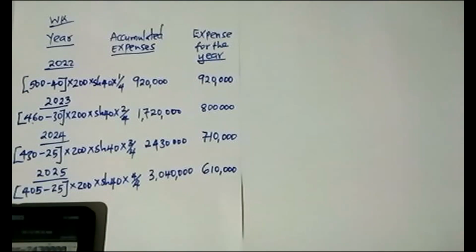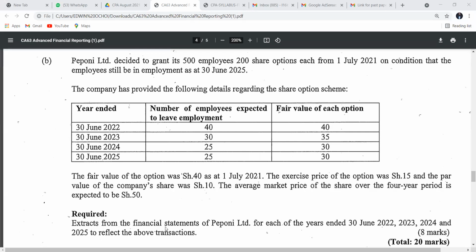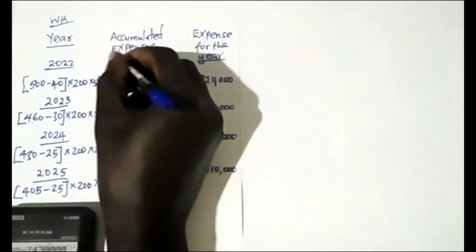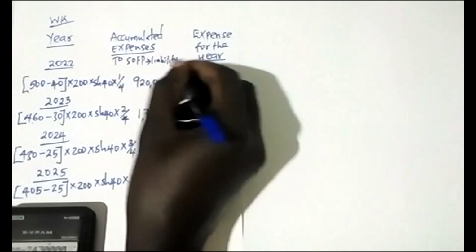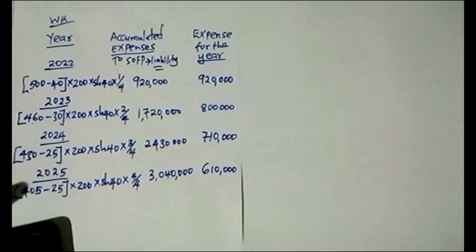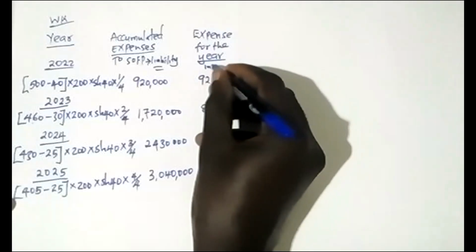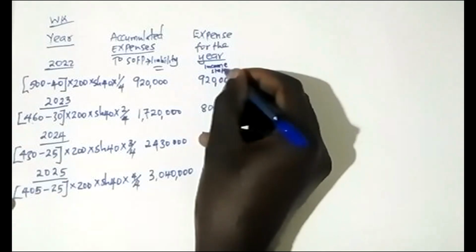So what the examiner was in need of, he said, extract from the financial statements of Peponi for each of the years ended 30 June 2022. So extract from the financial statements. Which means that, for example, for me to present an income statement and the statement of financial position, the accumulated expenses are liabilities. Those go to the statement of financial position as a liability. Then the expenses for the year go to the income statement as expenses.